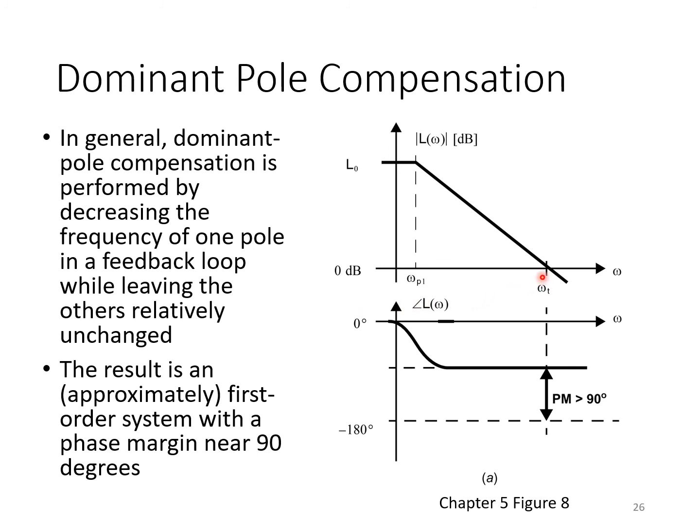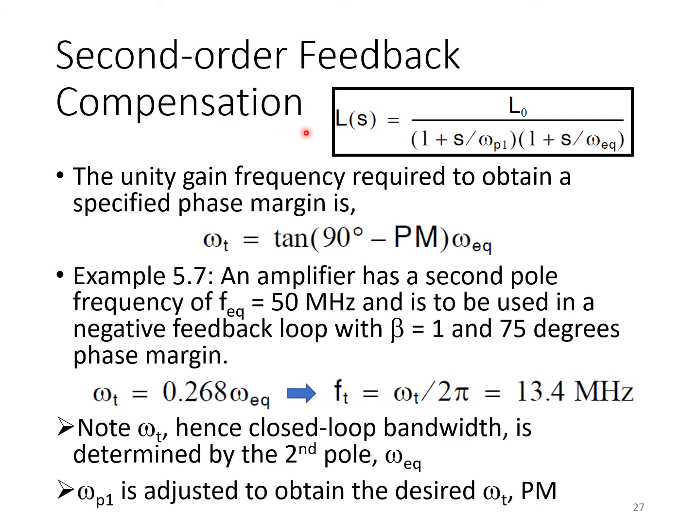We may, if doing only dominant pole compensation to ensure a phase margin near 90 degrees, lower omega t more than we need to in order to meet our specifications, and thereby we may be giving up bandwidth. In some applications, high bandwidth is not required, and so this is perfectly fine on its own. But in other cases, we want to maintain as high an omega t as possible while still meeting our dynamic requirements. So in such cases, we're going to make use of our second order model of negative feedback.